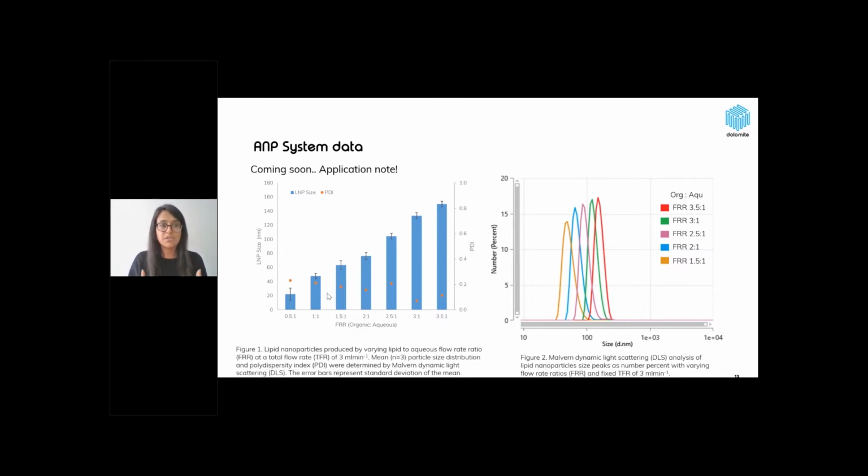Again, it depends on the lipids that you use, the solvent that you use, entirely dependent on your formulation as well. And we can see that with the PDI, it's less than 0.2, which is excellent. And the corresponding image on the right-hand side is the DLS data, from the Malvern Mastersizer, which shows these nice peaks, again, shifting the size of the lipid nanoparticles based on the flow rate ratio change.